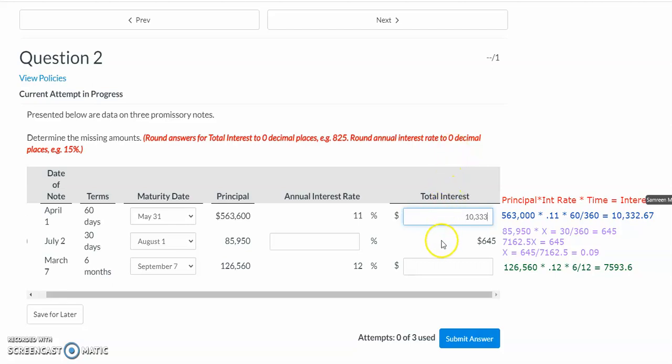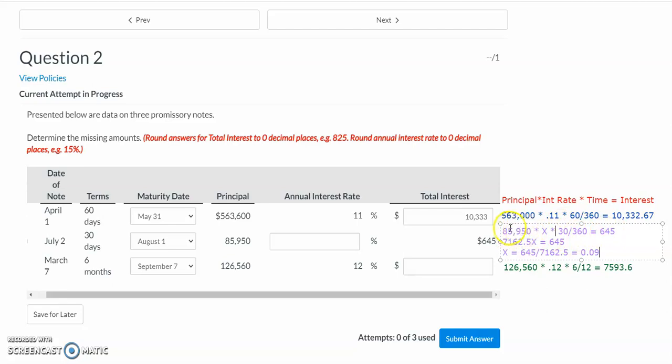Then on July 2nd, we're going to take the amount of the loan, but we don't know the interest rate, so we're going to do a little bit of math here. So the amount of the loan times X interest rate, and we're going to go ahead and multiply that by our 30 divided by 360 time equals our 645. Okay, so it's 85,950 times X interest rate times 30 over 360 for our days equals 645.